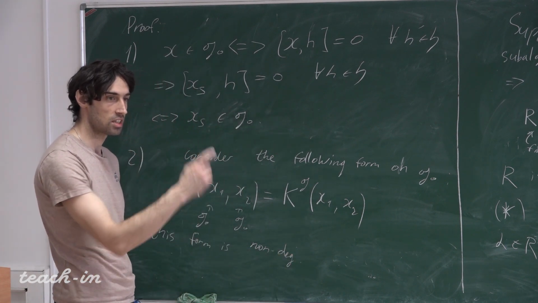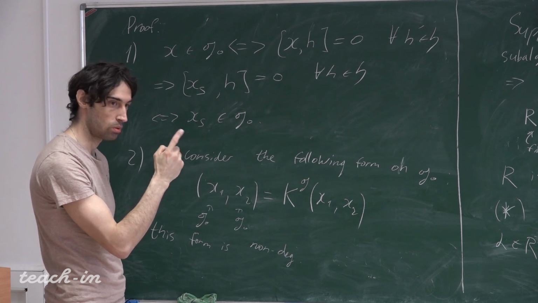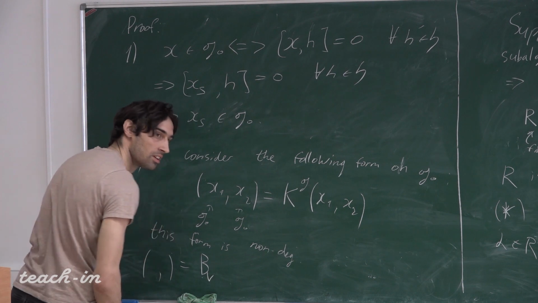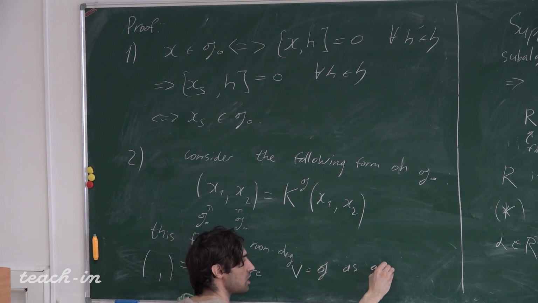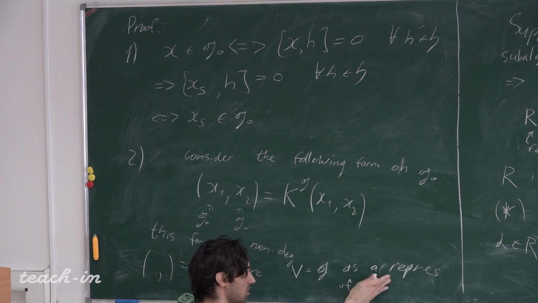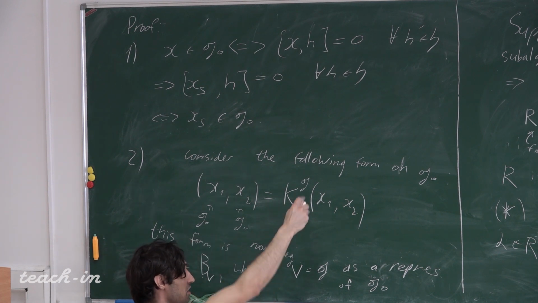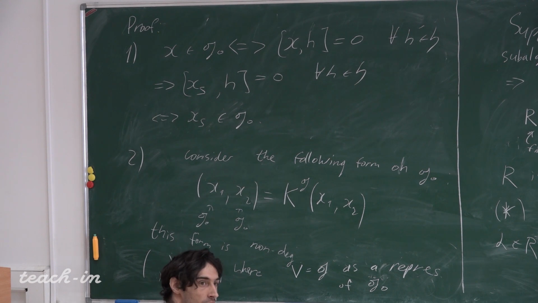On the other hand, this is a trace form for G0 corresponding to a representation of G0. Which one? G. So on the other hand, this form is B_V, where the representation V is G as a representation of G0. We have the adjoint representation of G on G, and we can restrict it to G0. This will be a representation of G0 on G, and the corresponding trace form to this representation is exactly the restriction of the Killing form to G0. So we have a trace form which is non-degenerate. Therefore, G0 is reductive.